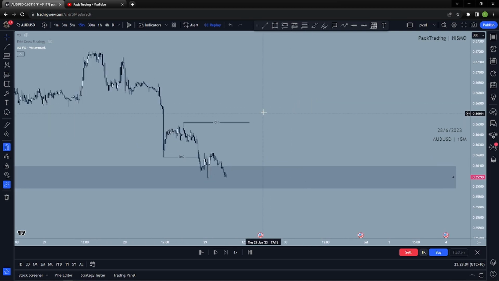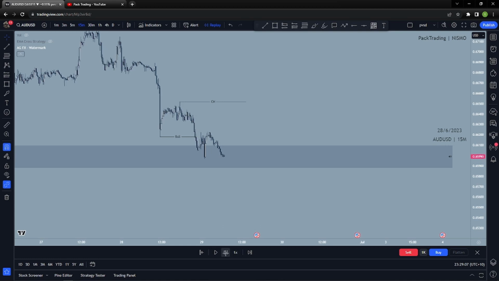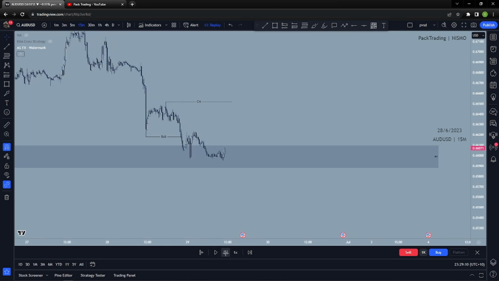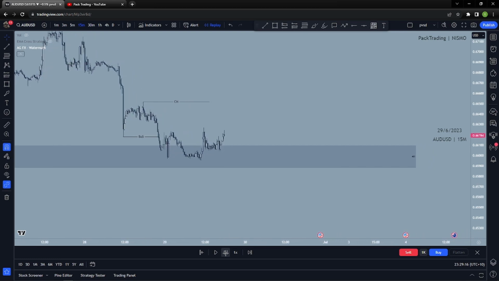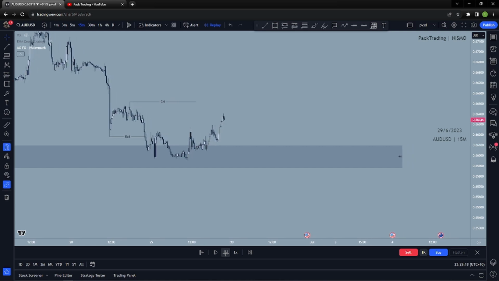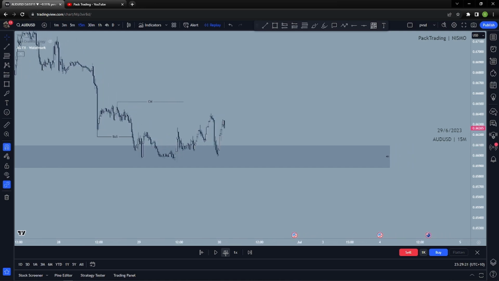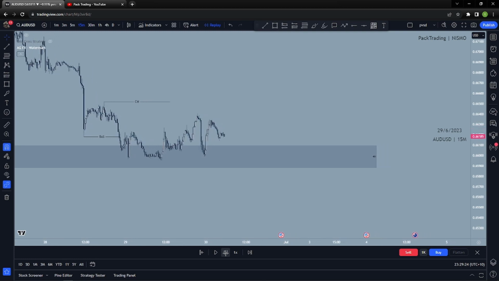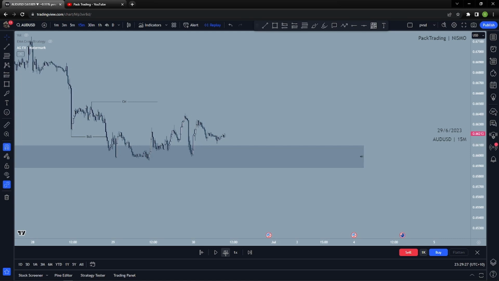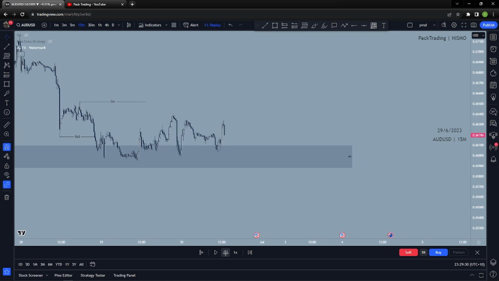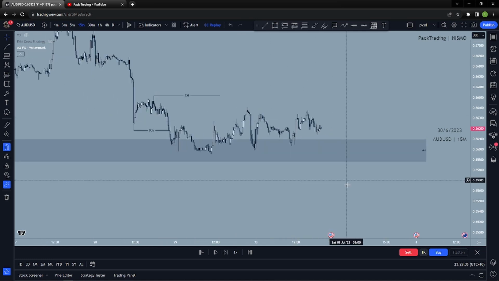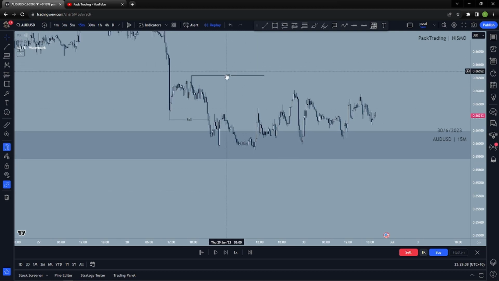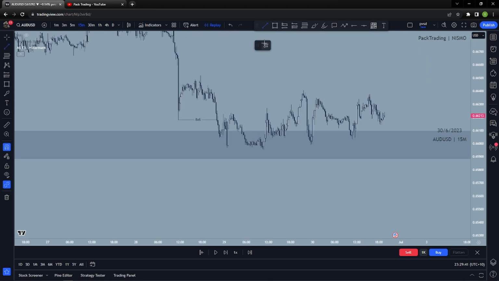Anyway, so let's skip. It's just ranging, guys. Oh, you know what? Because it's not giving us one right now, that's what I'm going to do. Let's just act like it's internal. Or let's act like this is swing. Swing 15 minute.